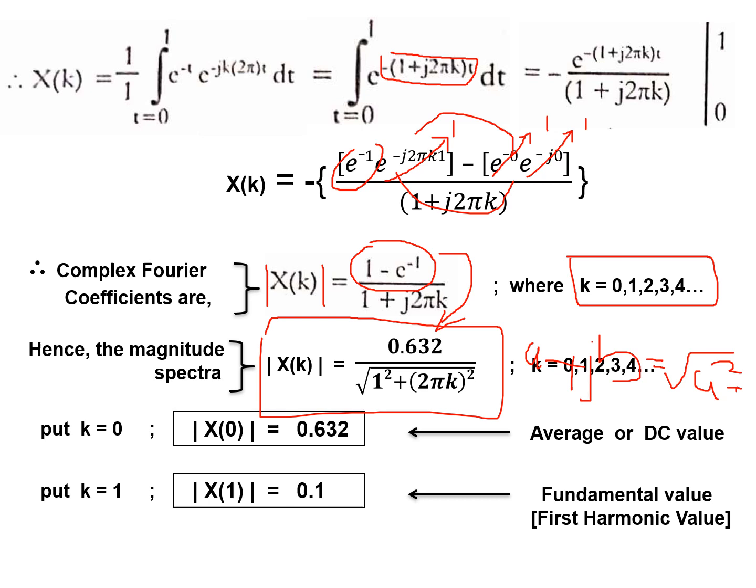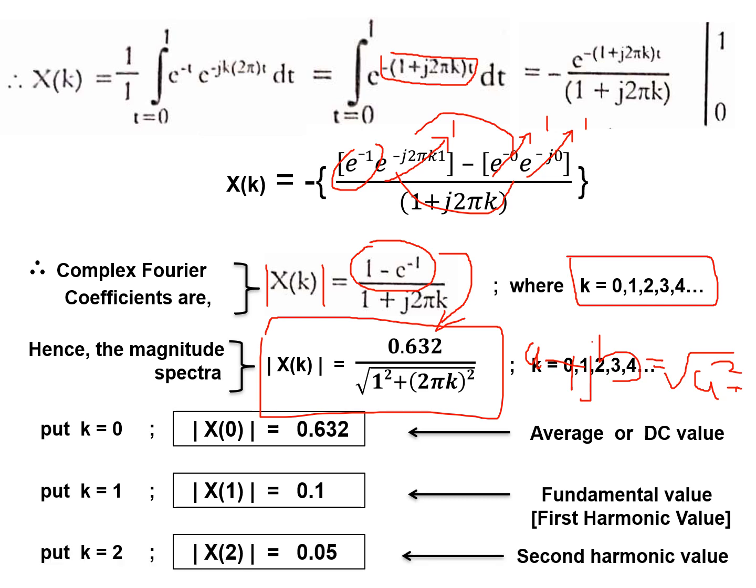You can take volts, amps or millivolts, milliamps, anything depending on the signal, or any other non-electrical quantity also you can take. For that, the fundamental component has a magnitude 0.1 at f is equal to 1, whatever the fundamental frequency of the signal. Then put k is equal to 2, I'll get the second harmonic. This is called second harmonic.